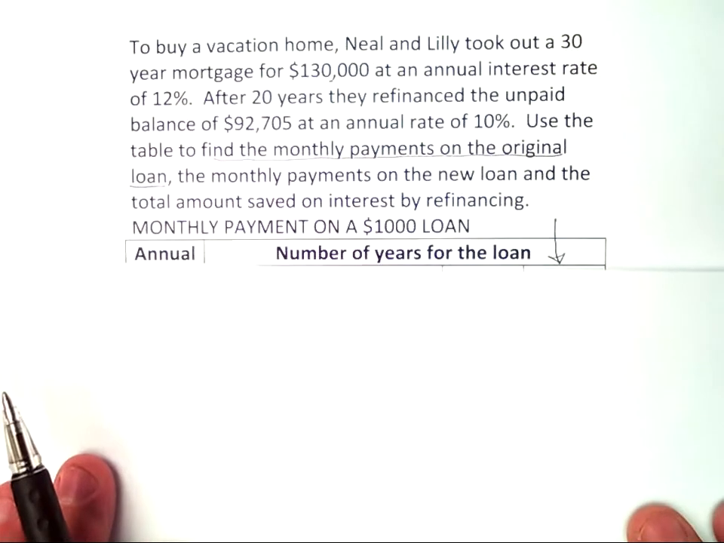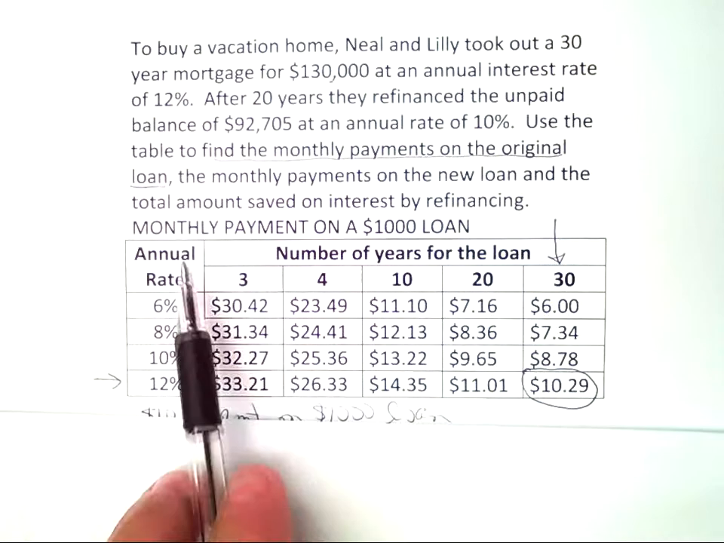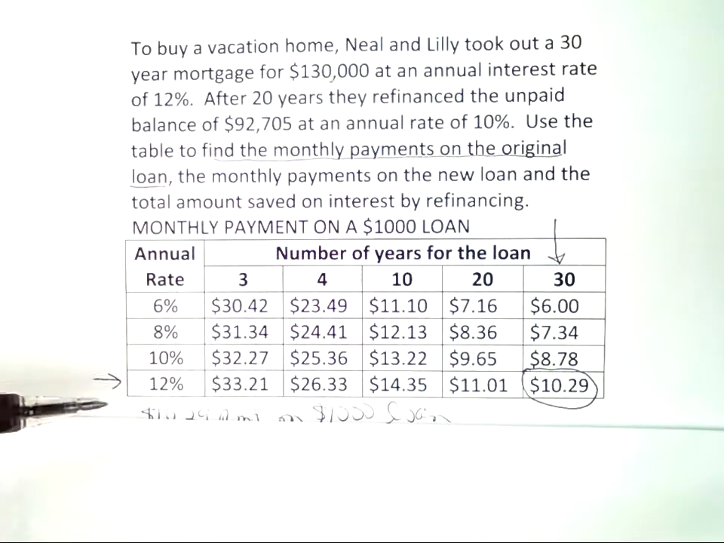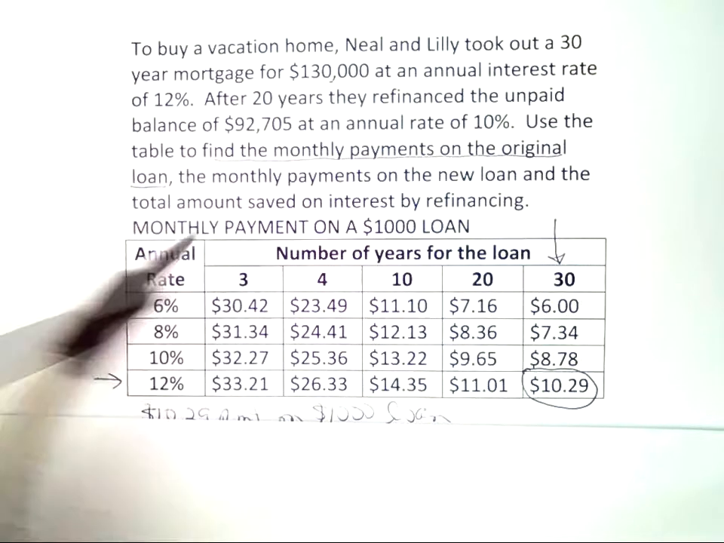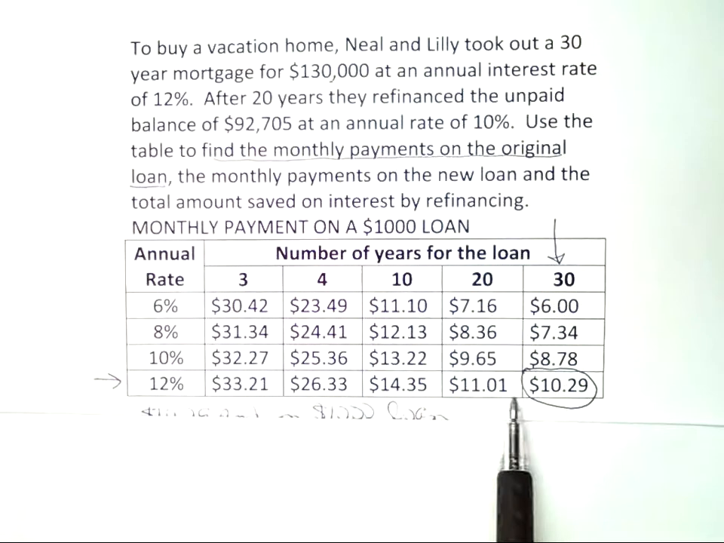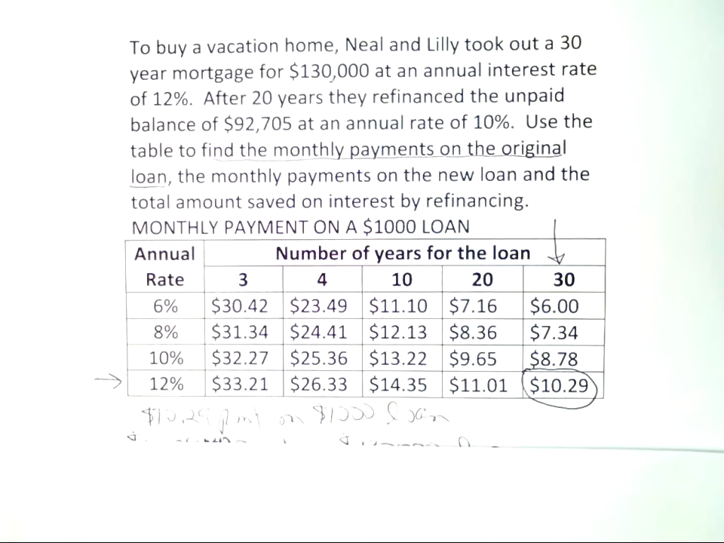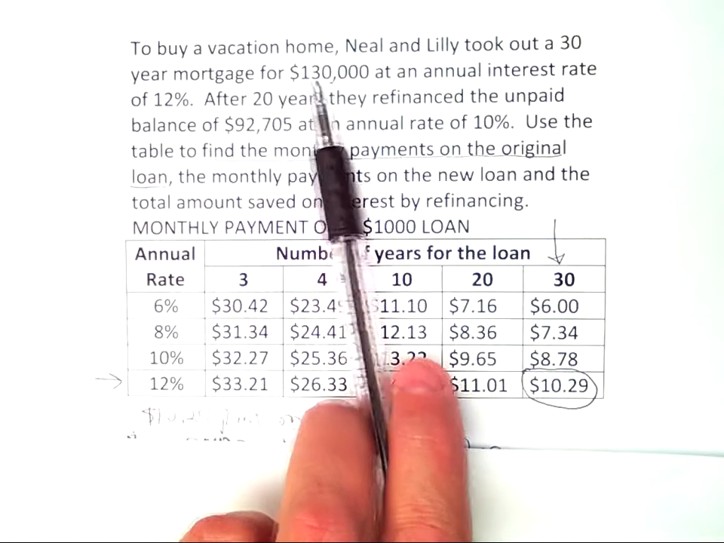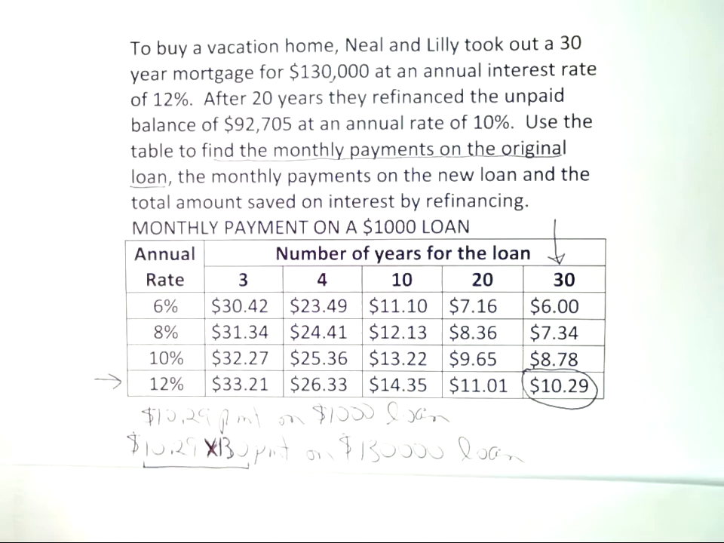Now remember, there's always this chart involved, the way they give it to us, and they're giving us the monthly payment on a $1,000 loan. This is a 12% loan over 30 years. So the number you're interested in is $10.29. So there's a $10.29 payment on a $1,000 loan, but you're actually borrowing $130,000, which is 130 times as much. So the payment on a $130,000 loan would be 130 times $10.29.